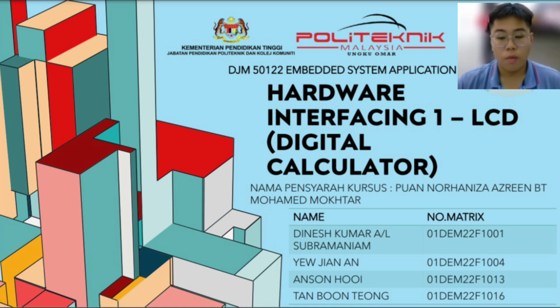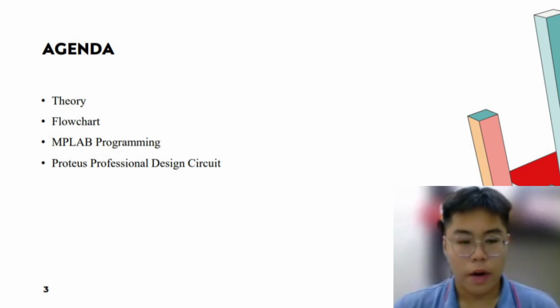My name is Anson Hui with the matrix number of 01DM22F1013, and my teammates are Dinesh Kumar, 01DM22F1001, Yu Jian An, 01DM22F1004, last but not least, Tam Boon Tiong, 01DM22F1016. Alright, this will be the agenda for our presentation.